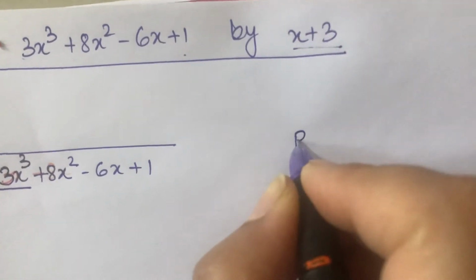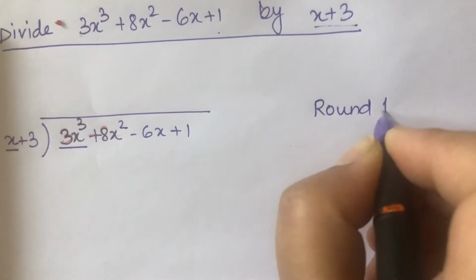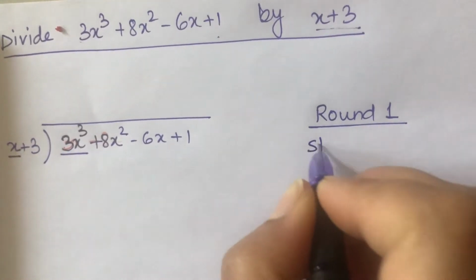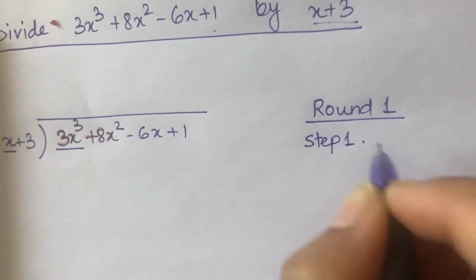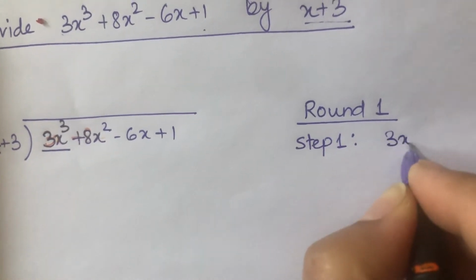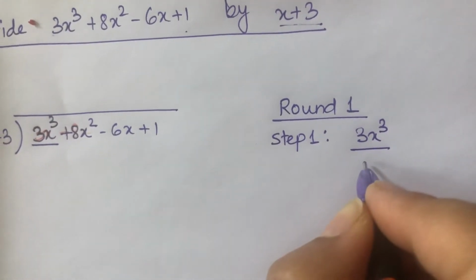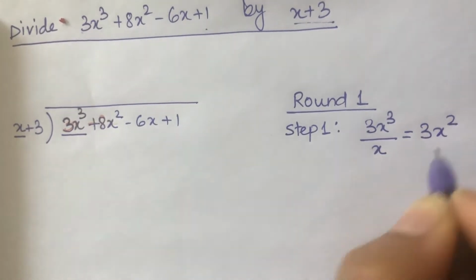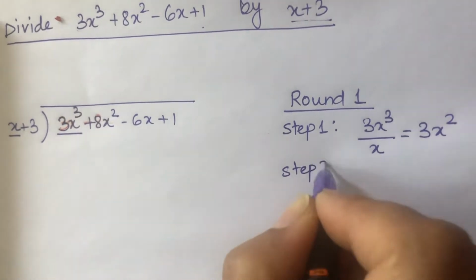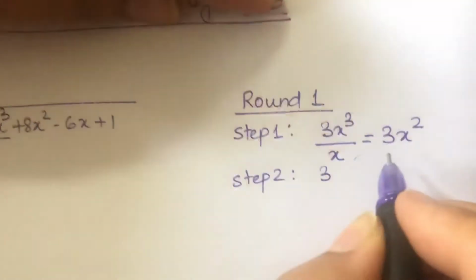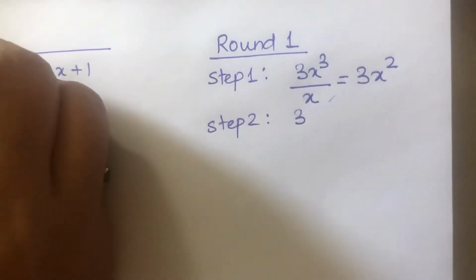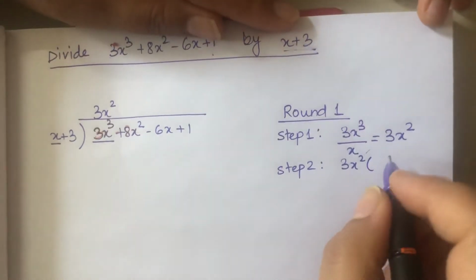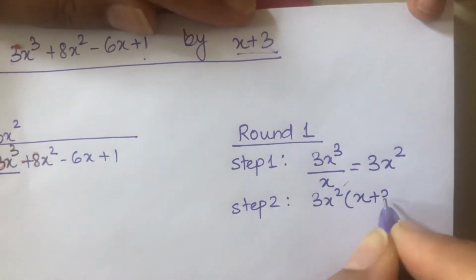So this is my round 1. Round 1 is to get the first term of the quotient. Step 1 of round 1 is to divide the first term of the dividend by the first term of the divisor. So I get 3x squared. Step 2 is to multiply the quotient, so you have to write this quotient here and multiply it by the entire divisor.